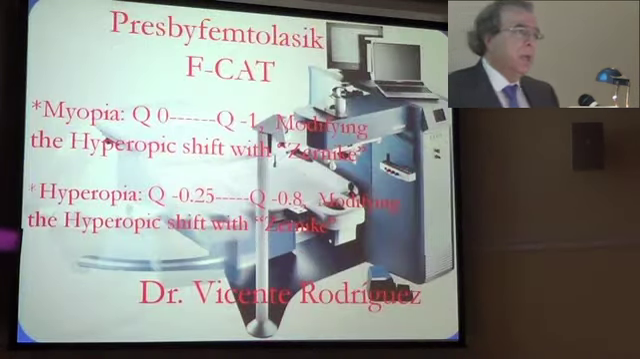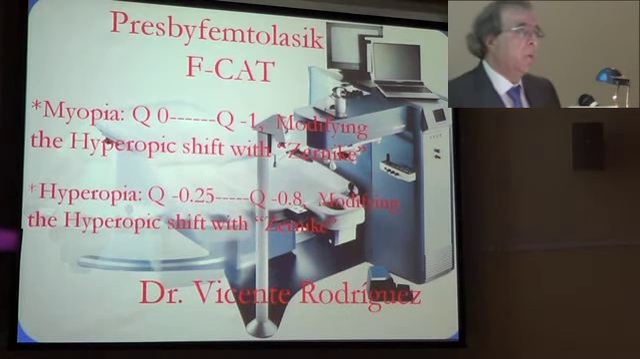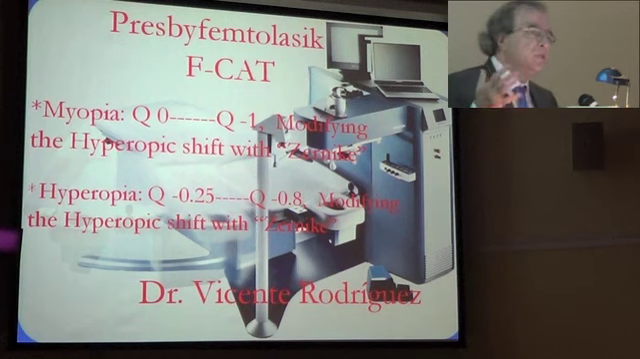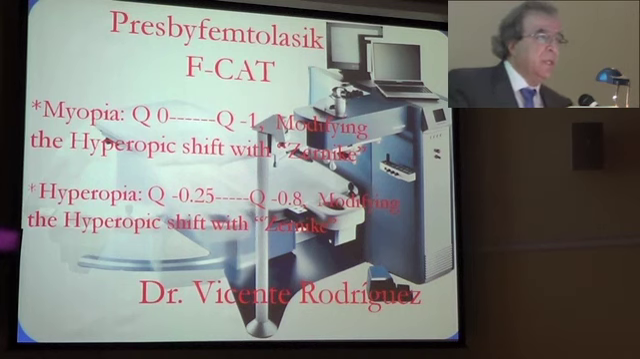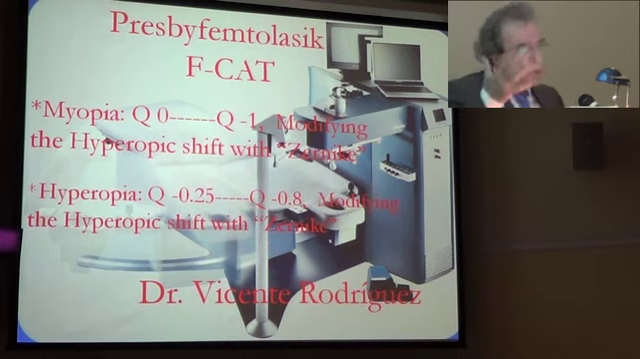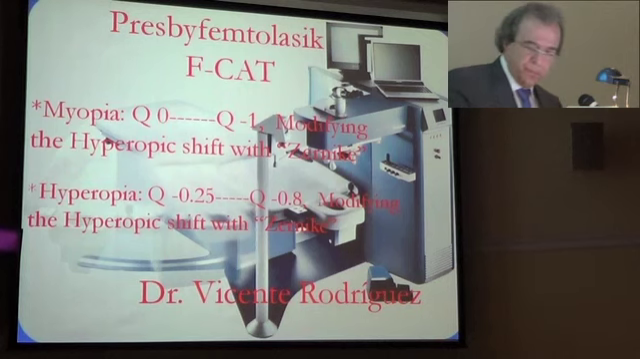We use the Wavelight Allegretto FCAT software, and we propose to modify the Q value in myopia between 0 and -1, modifying the hyperopic shift with the Zernike. In hyperopic patients, between -0.25 and normally -0.8, in some cases -0.6, modifying the hyperopic shift with the Zernike.